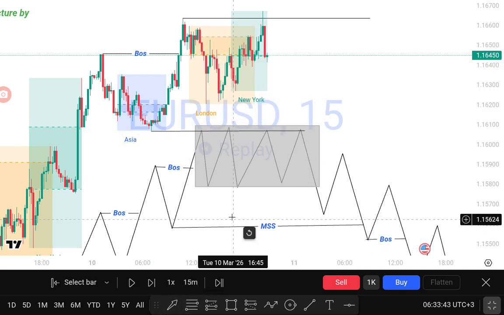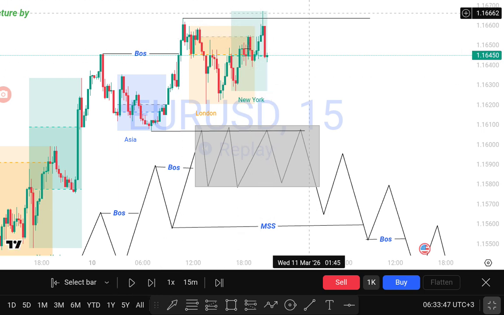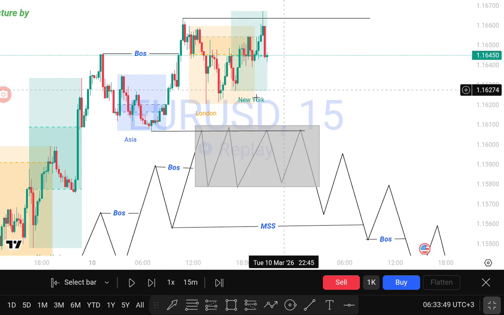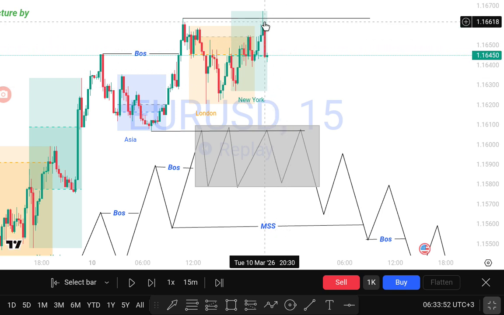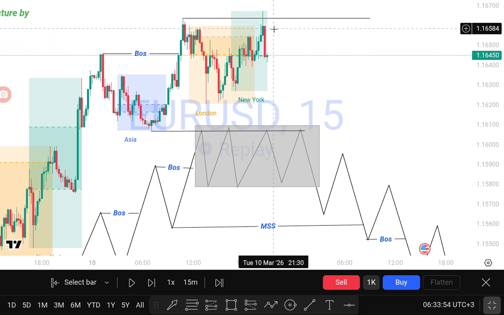Let's play price and see. So I've got a liquidation. That's not a breakout of structure, and most traders, especially new traders, mark this as a breakout of structure. You are doing this wrong. Let's play price and see what happens next.